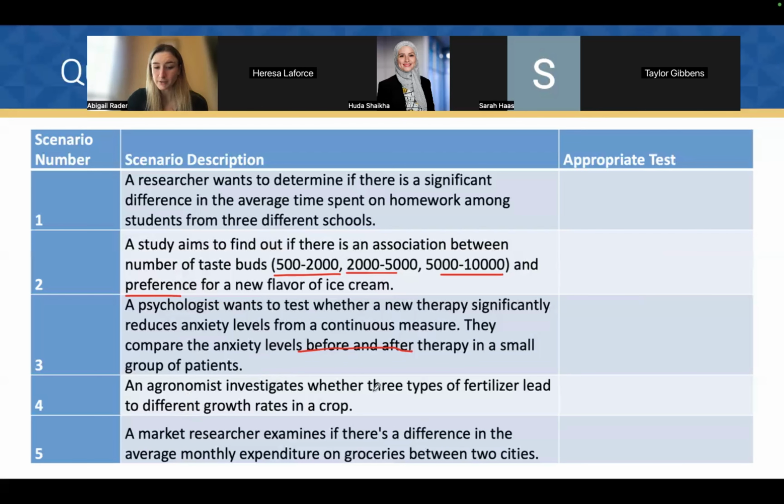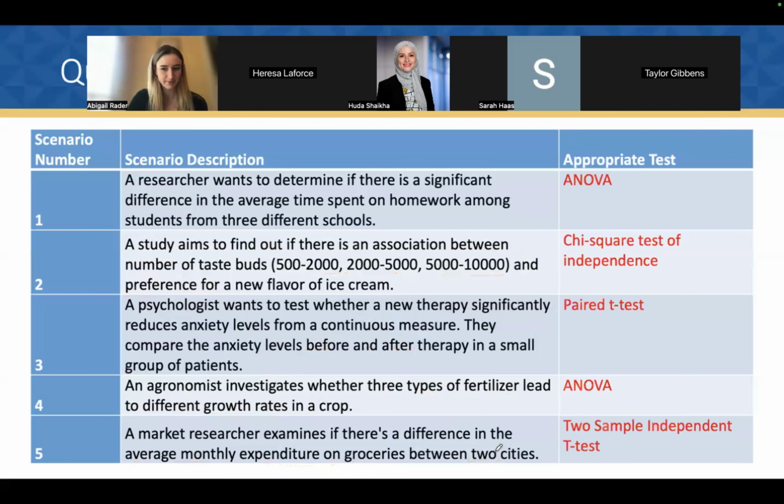Four is three different types of fertilizer. So we have three different groups here and different growth rates. Because we have three groups, it has to be ANOVA. And then the next one is difference in average monthly expenditure on groceries. Again, a continuous variable, but in this case we only have two groups that we're comparing, so it's going to be a t-test. Does that make sense?